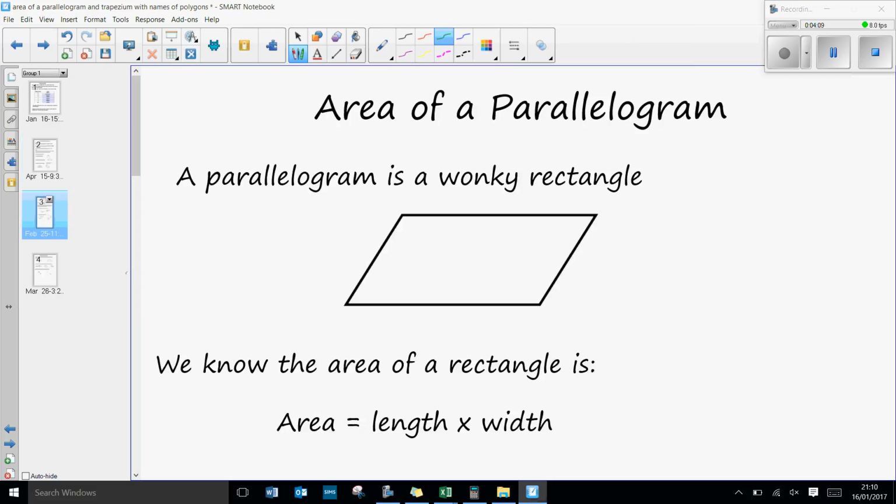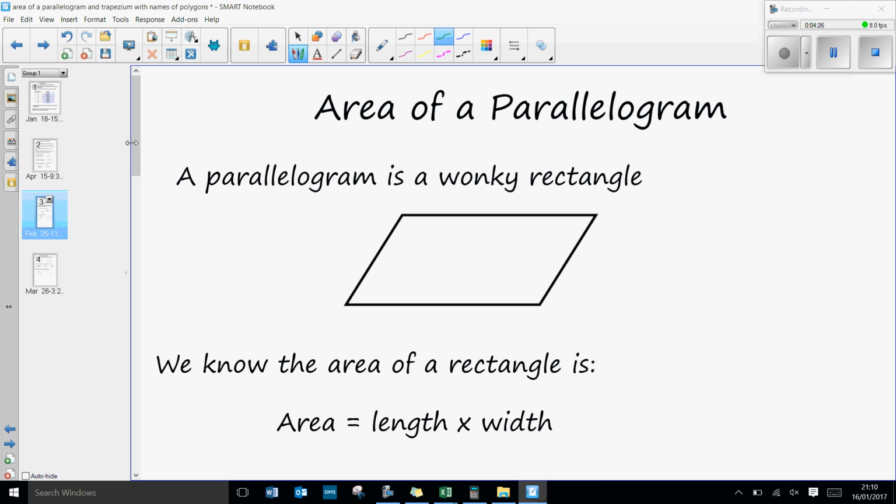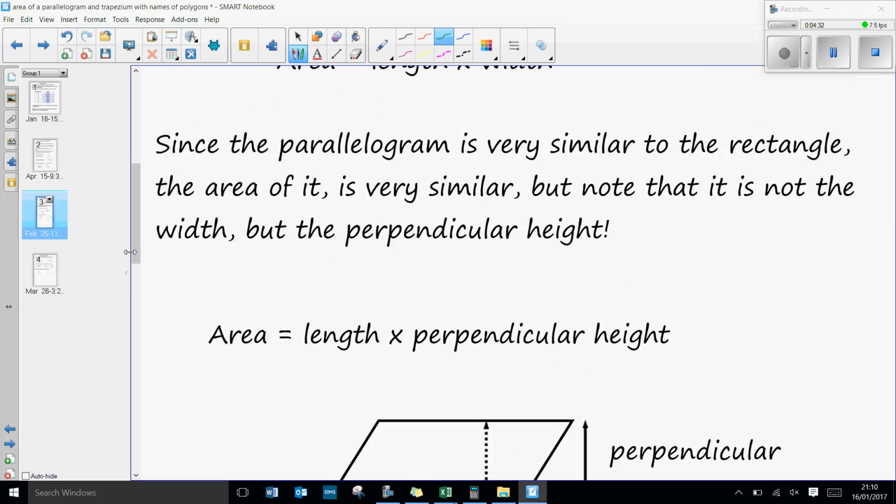Okay, area of a parallelogram. You may or may not have done this before, but I just want to go through this with you. So a parallelogram is essentially a wonky rectangle. So it's been pushed to its side. We know that the area of a rectangle is length times width, but obviously for a parallelogram, we haven't really got a length and a width because it's been tilted. But the area formula is very similar to it.